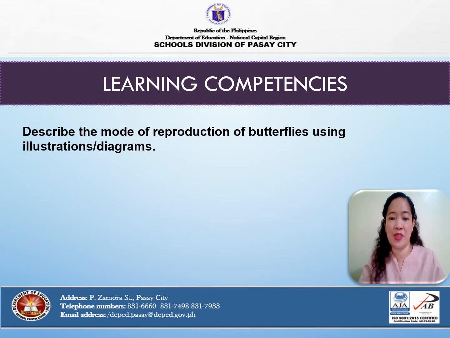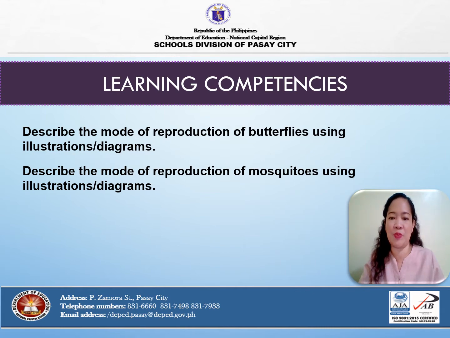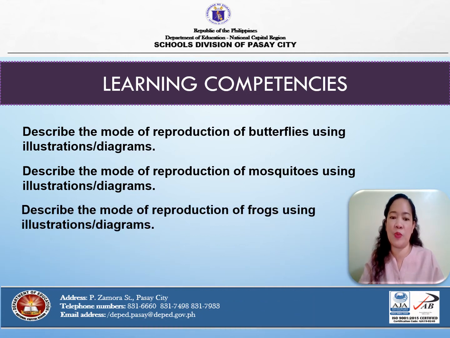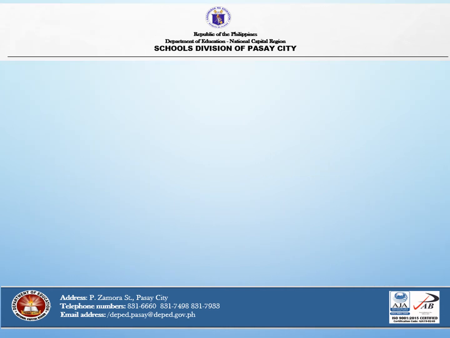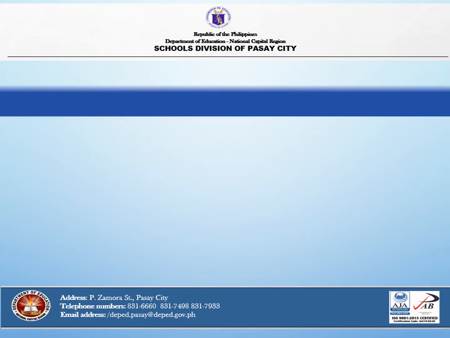Describe the mode of reproduction of butterflies using illustrations or diagrams. Describe the mode of reproduction of mosquitoes using illustrations and diagrams. Describe the mode of reproduction of frogs using illustrations and diagrams. Describe the mode of reproduction of cats and dogs using illustrations and diagrams, with the following module codes on the screen.